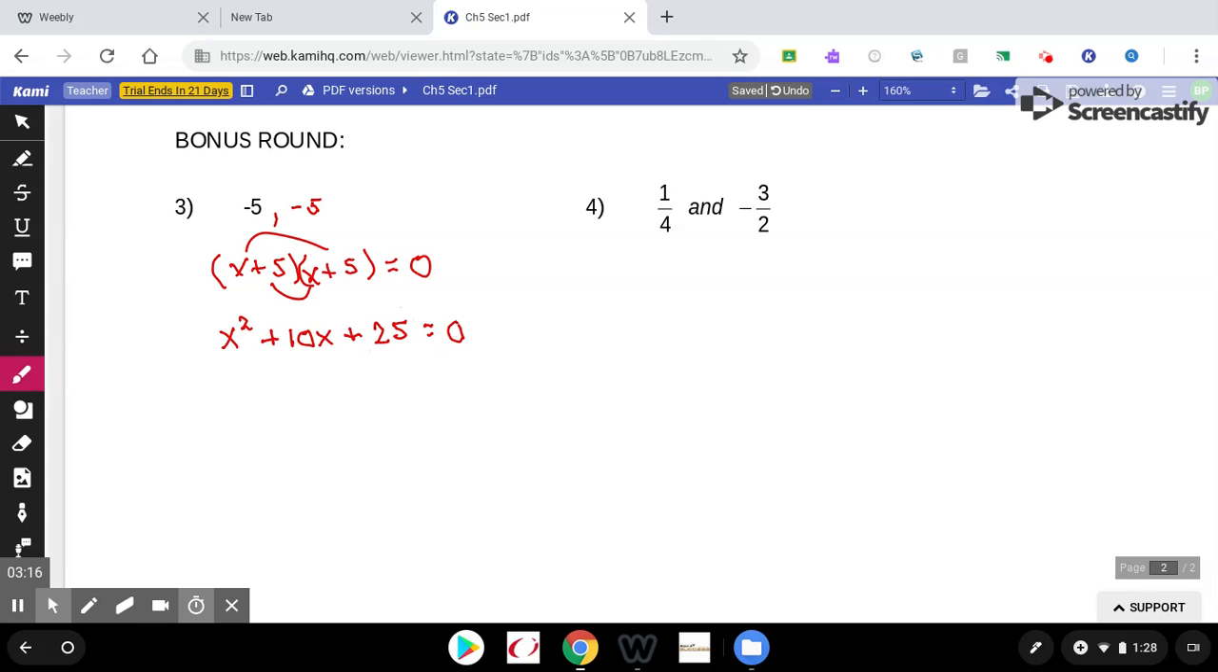All right. Now, number 4. It has fractions. Fractions are your friends. Okay, standard form for an equation, guys, does not have fractions.